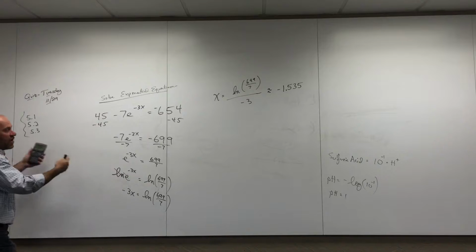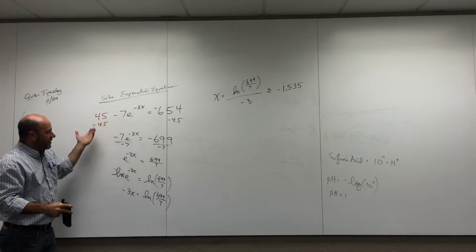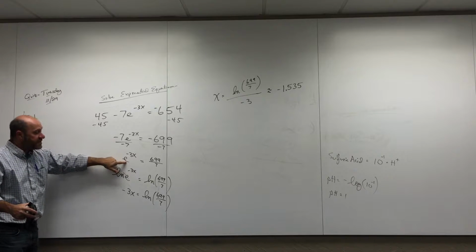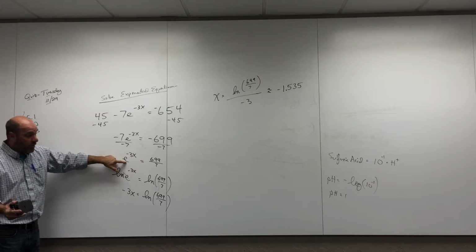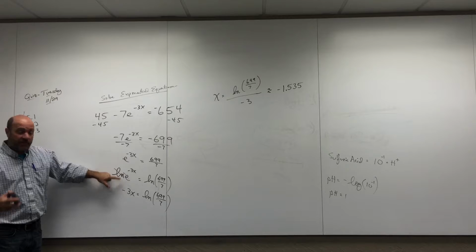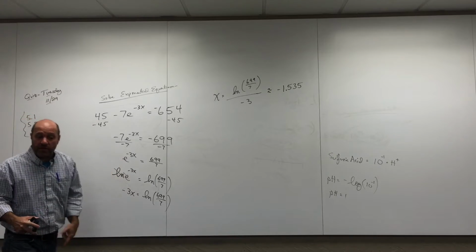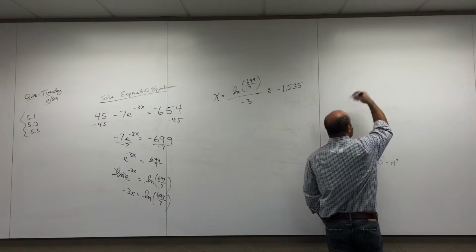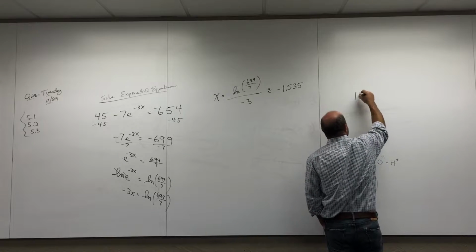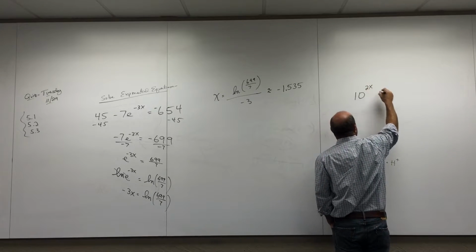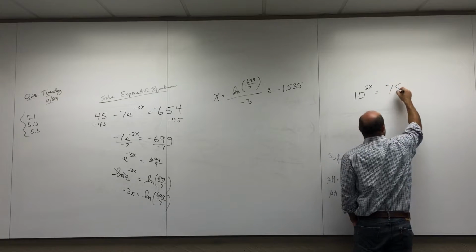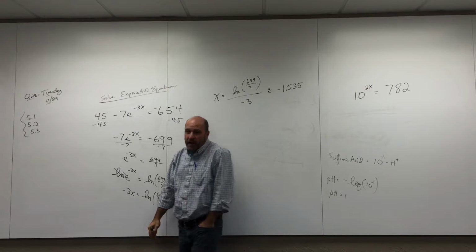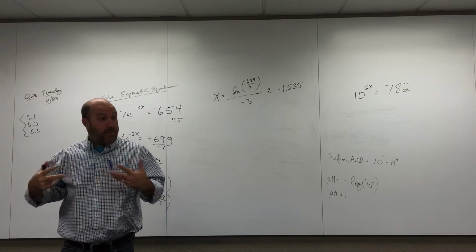Solving for x. You saw, it's a lot of regular old algebra until you expose the base. Once you get the base exposed, you have to get rid of it with a logarithm. And if the base is e, we use a natural logarithm. So watch this problem. What if I have this problem? 10 raised to the 2x equals 782. This time I think you want to get rid of a base 10.